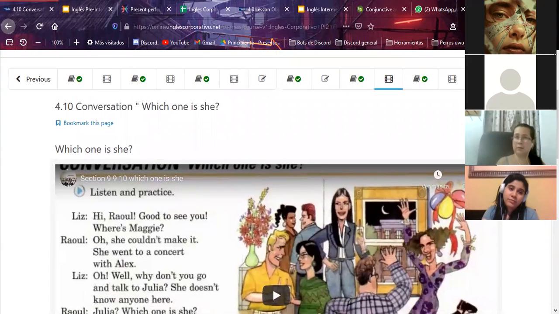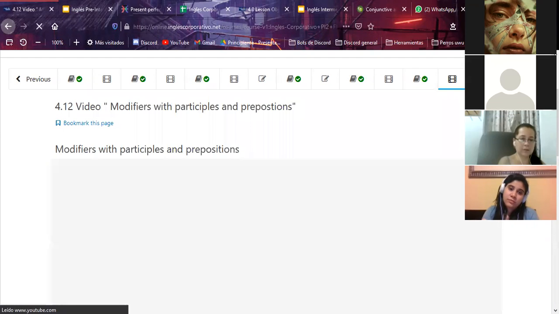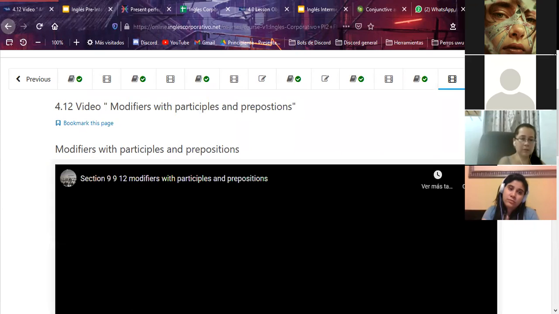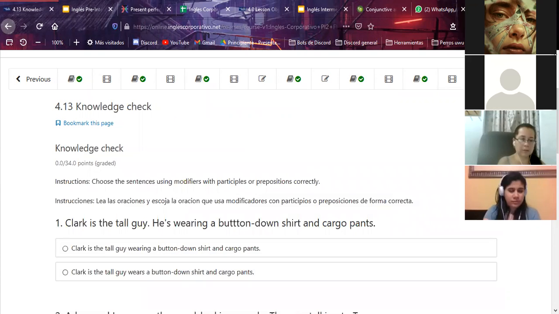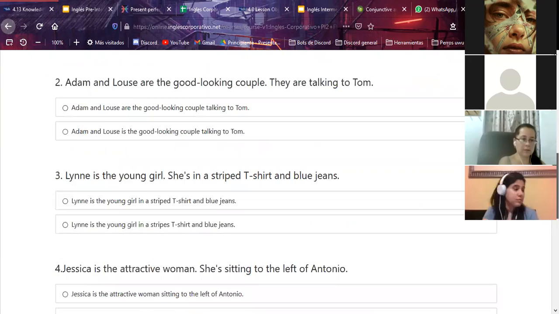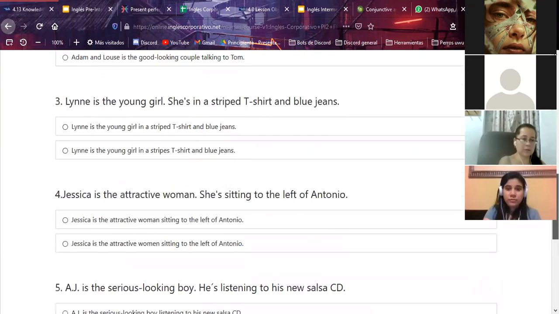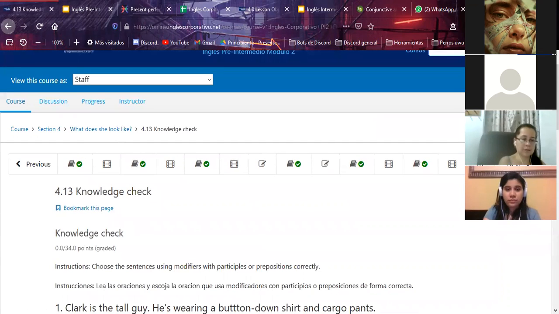And then we're going to go to, I guess, there is a checkpoint. In this session, we will learn to use modifiers with participles and prepositions. And we did that already. That is the video with some grammar. And then the knowledge check. So this is for you to choose the correct one. Any questions with this one? No question, teacher. Good. Piece of cake.